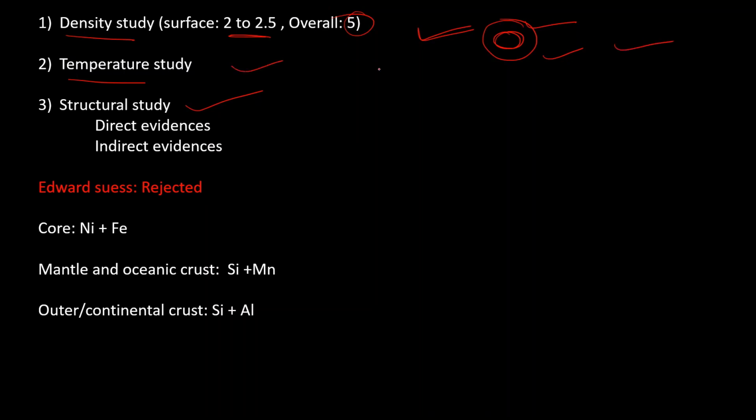So the interior is heavier, and the outer side is lighter. In the temperature study, as we go deeper into the Earth, the temperature increases. From this they came to know that the interior is a hotter region and the exterior is a cooler region. It was also explained by Edward Suess. The concept was first established by Edward Suess, but now it has been rejected, though it is still explained in textbooks. Edward Suess said that the core region is comprised of nickel and iron, the mantle and oceanic crust are comprised of silicon and magnesium, and the outer continental crust is comprised of silicon and aluminium.